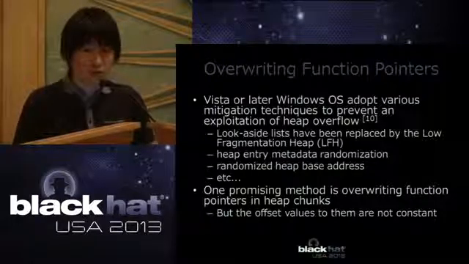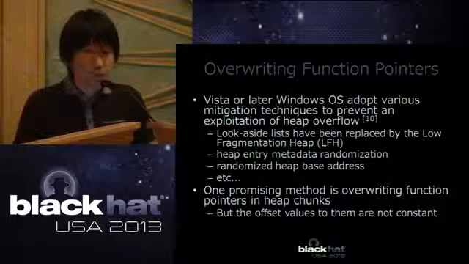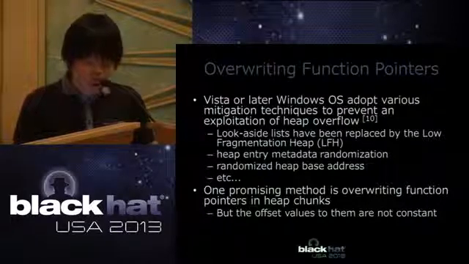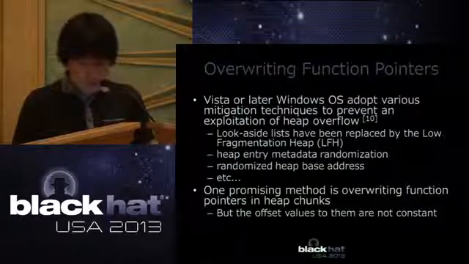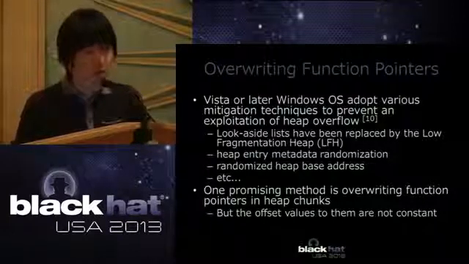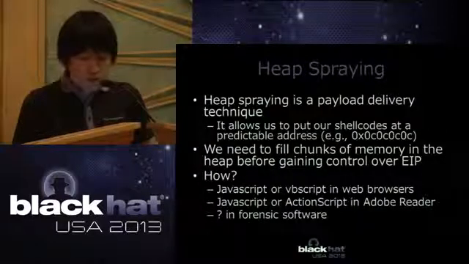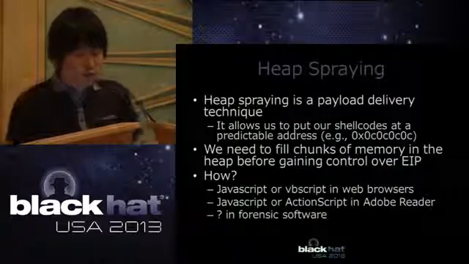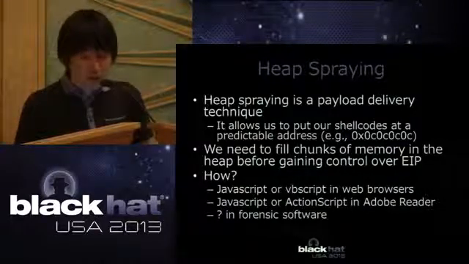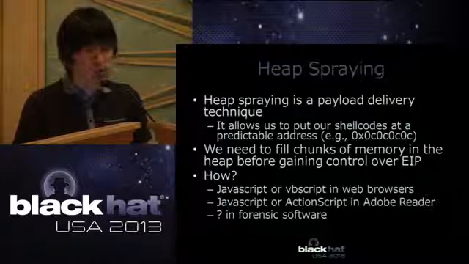One promising method for exploitation of heap overflow is overwriting function pointers in heap chunks. But the offset values to function pointers are not constant because it depends on heap allocation status. Heap spray allows us to put our shellcodes at a predictable address. For heap spray, we need to fill chunks of memory in the heap before gaining control over the program counter.